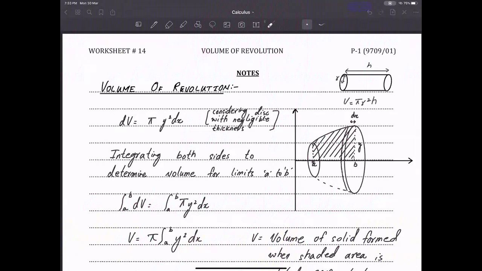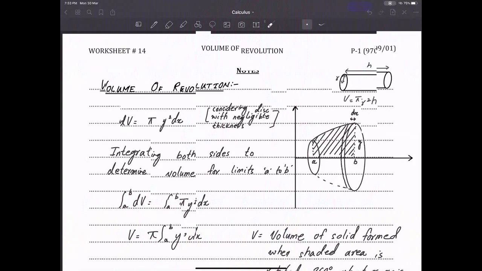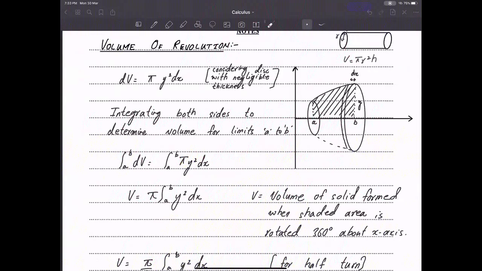But if you want the volume for the entire solid, then you have to take the integral. Integral will add up all of these volumes. So when I integrate both sides of the equation, integral dv becomes the volume, and that becomes integral of pi y squared dx. So this is the formula for the volume of solid formed when the area under the curve rotates 360 degrees about the axis. We said that a small change in volume is equal to pi y squared dx.